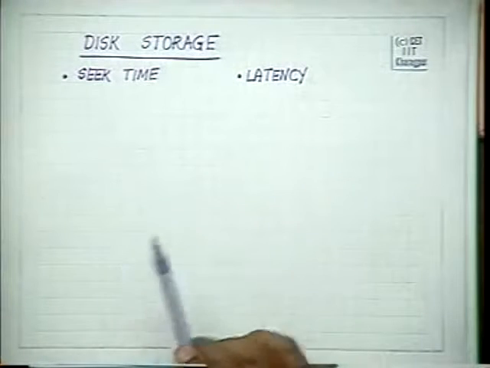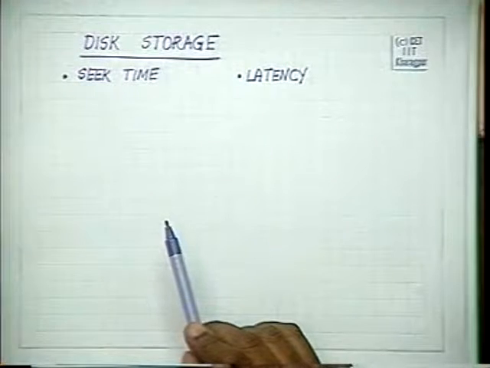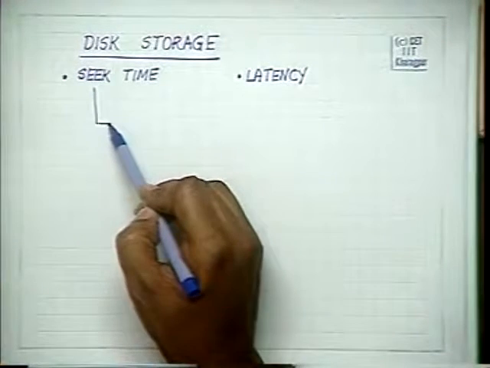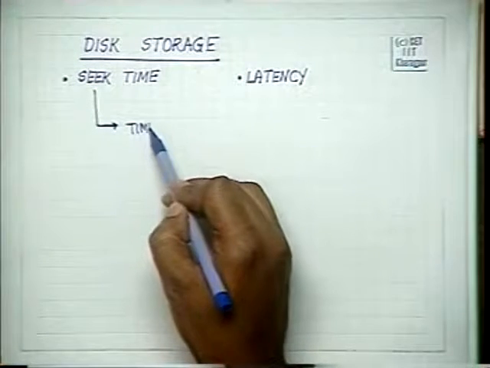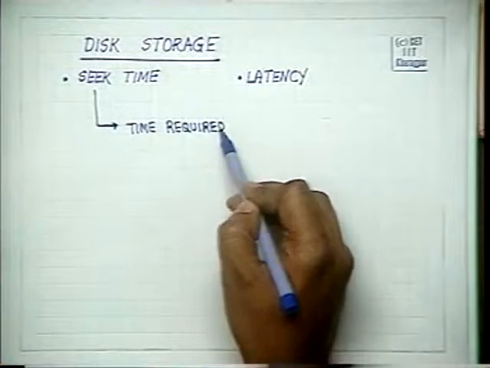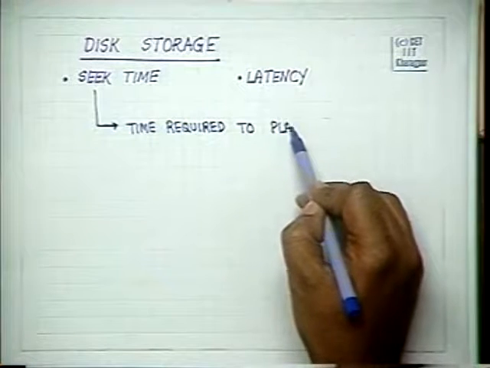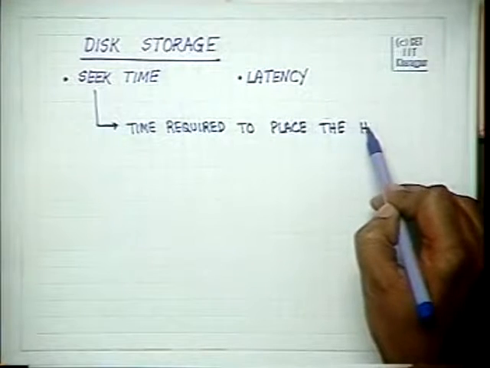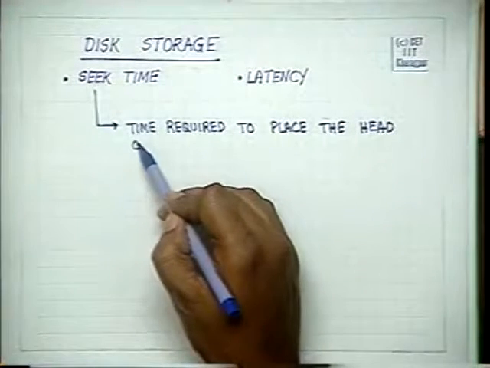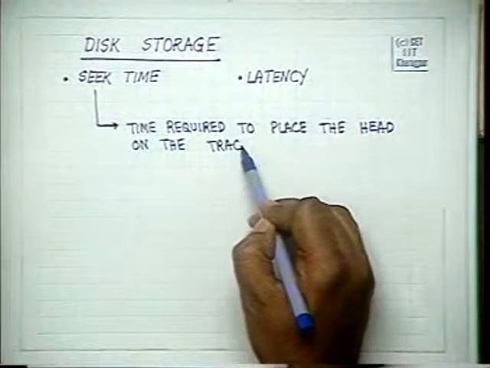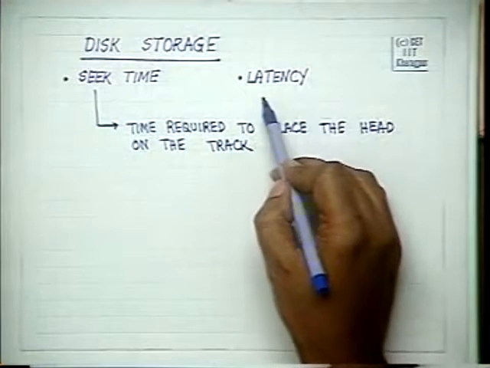In a disk storage, we have two types of times which are required to read or write a particular type of data. One is called the seek time. This is the time which is required to place the head on the track, and the second is latency.